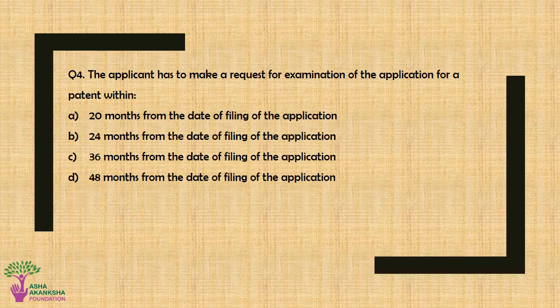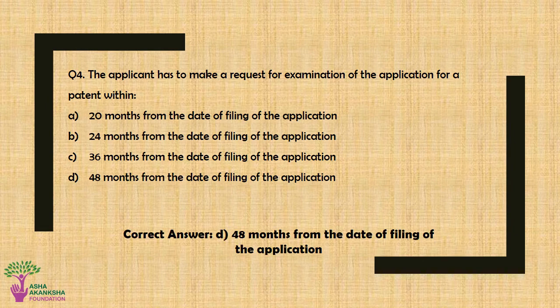Question number 4. The applicant has to make a request for examination of the application for a patent within Option A, 20 months from the date of filing of the application. Option B, 24 months from the date of filing of the application. Option C, 36 months from the date of filing of the application. Or Option D, 48 months from the date of filing of the application. So, the correct answer for this question is Option D, 48 months from the date of filing of the application.